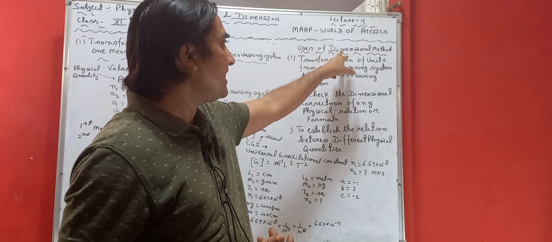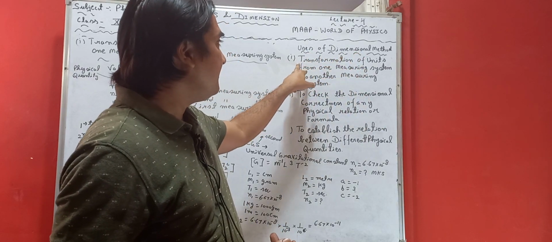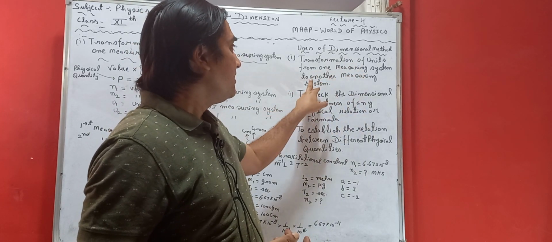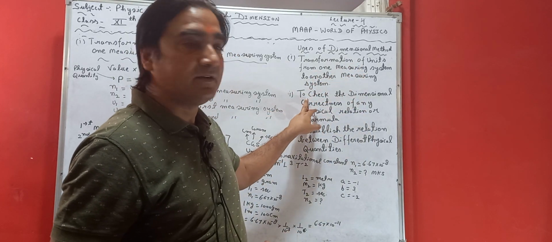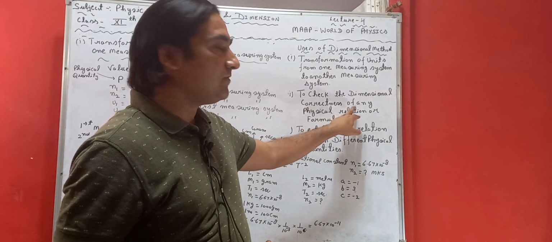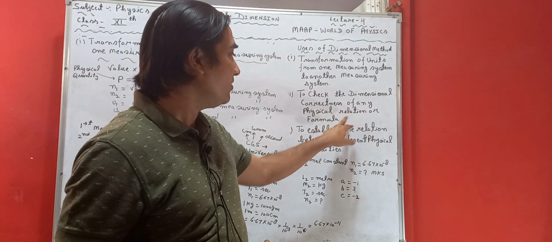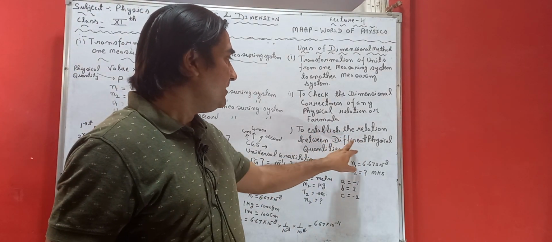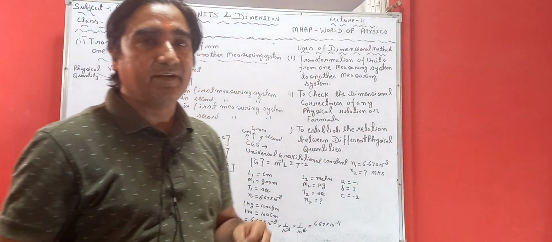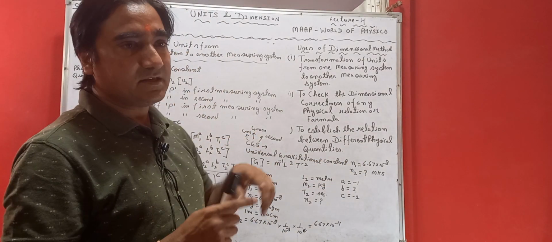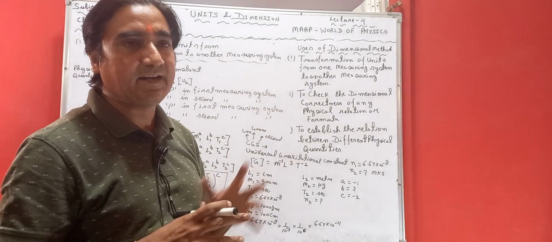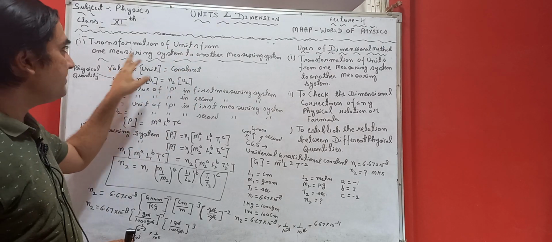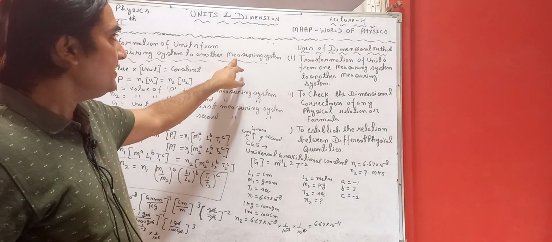The uses of the dimensional method are: first, transformation of units from one measuring system to another measuring system. Second, to check the dimensional correctness of any physical relation or formula. And the third is to establish the relation between different physical quantities. In this context, I have already discussed the first method, the transformation of units from one measuring system to another measuring system.